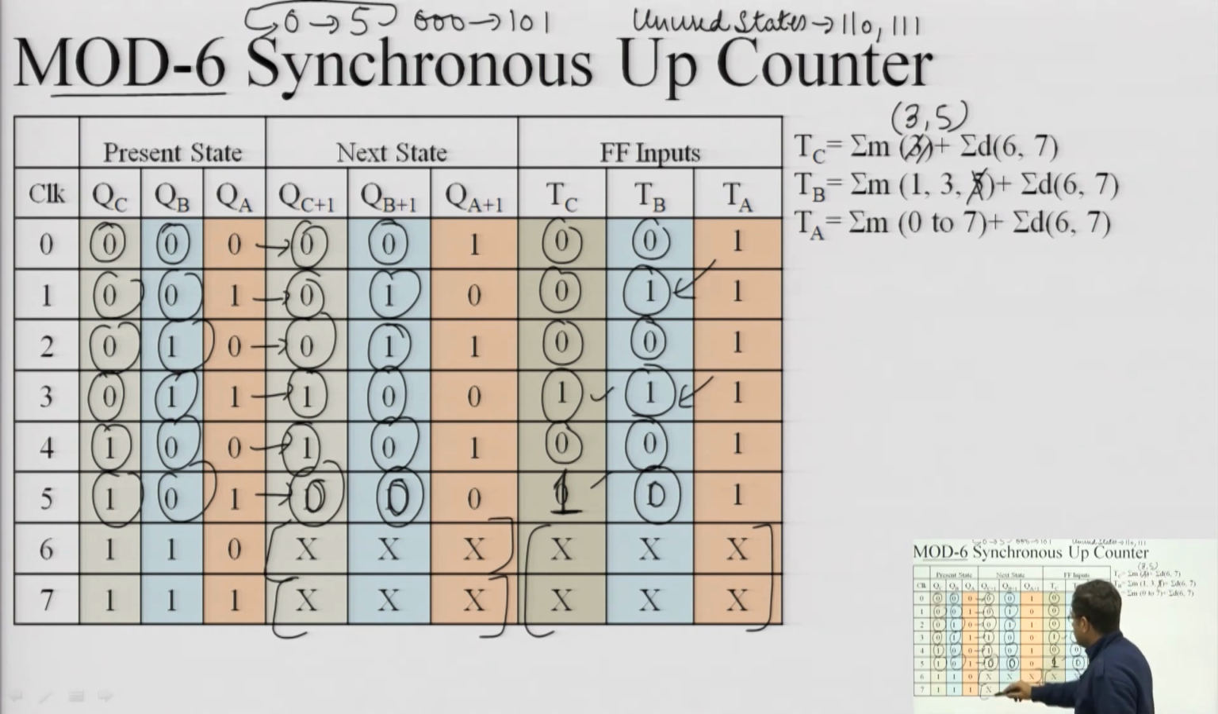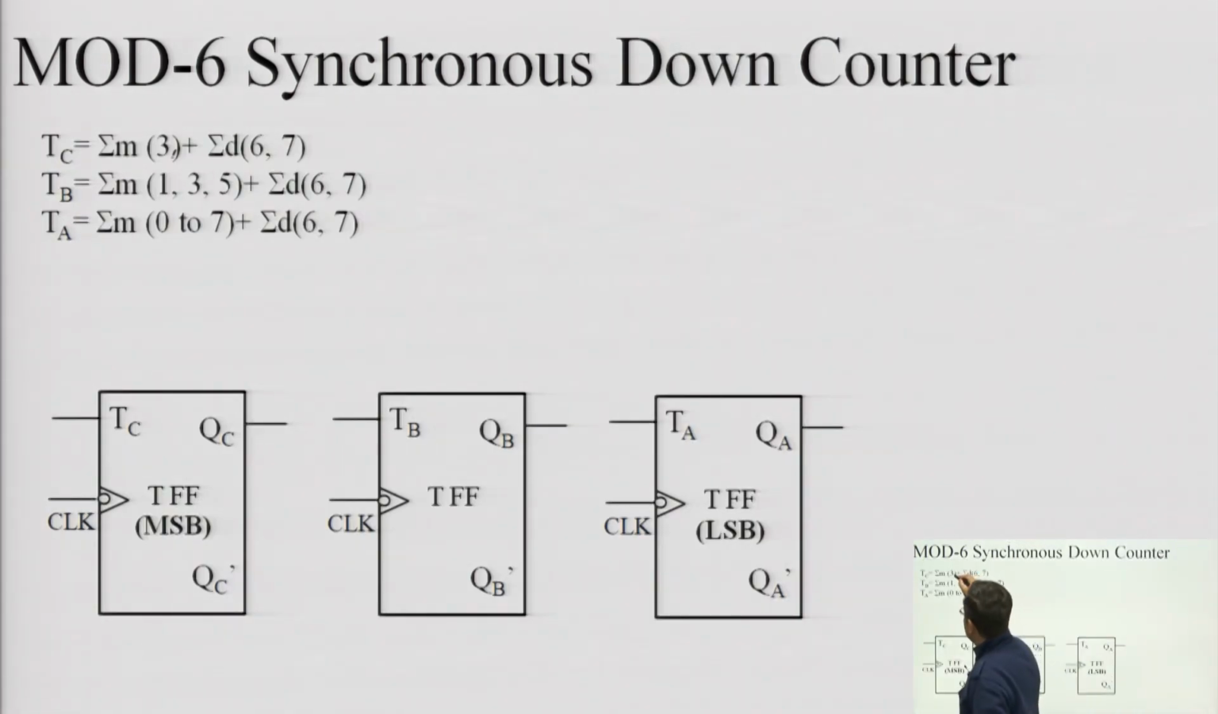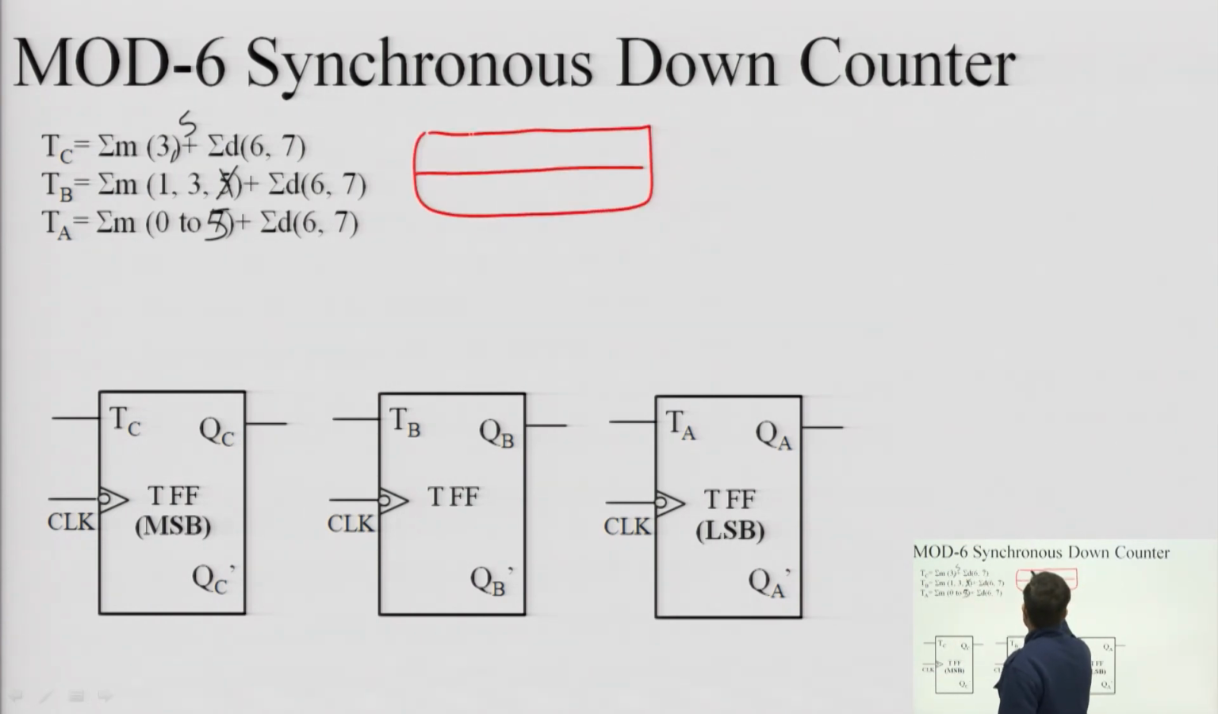But for QA we can check that 0, 1, 2, 3, 4, all these terms are high. So 0 to 5 are the high terms and 6 and 7 are the don't care terms. For these cases we have to solve the K maps. So 3 and 5 for TC, 1 and 3 for TB, and 0 to 5 for TA. Let us solve the K map for these cases. 3 and 5, 0, 1, 2, 3, 4, 5, and 6 and 7 are don't care terms.